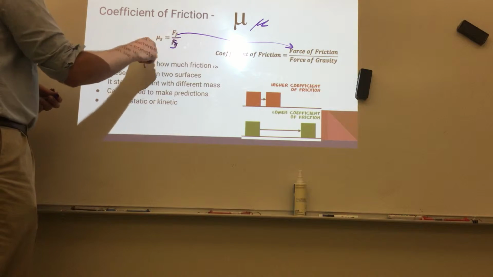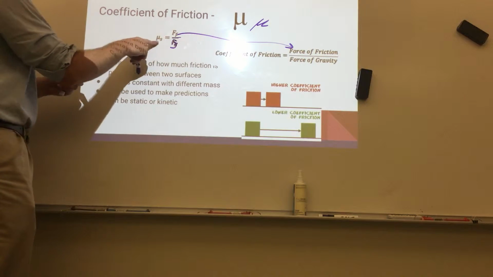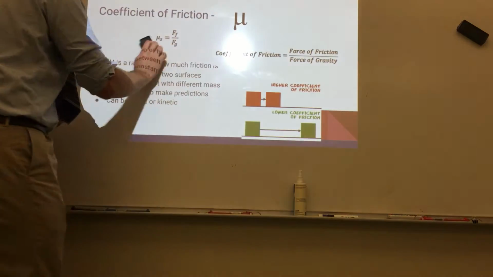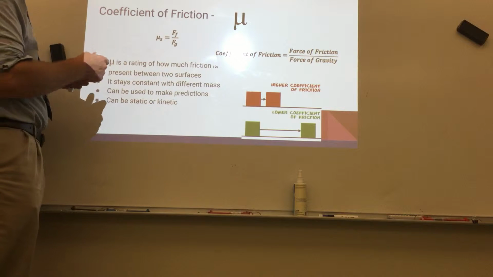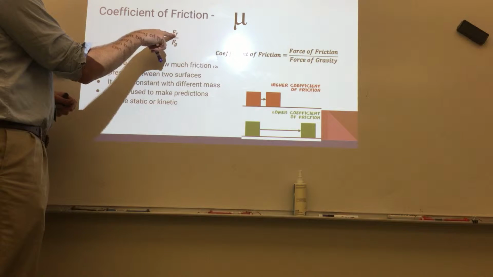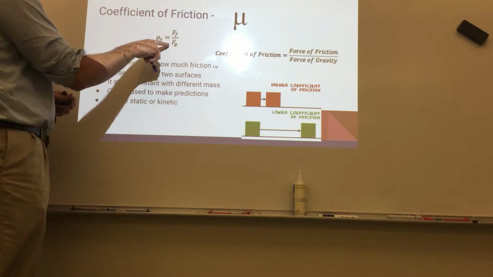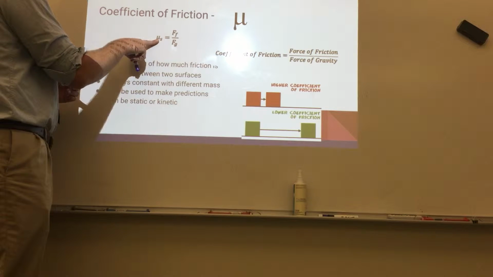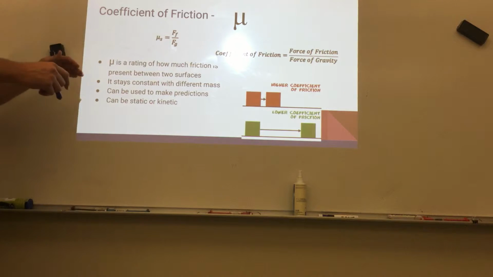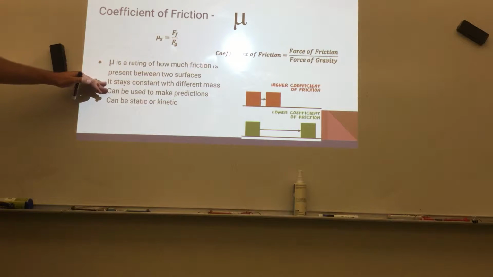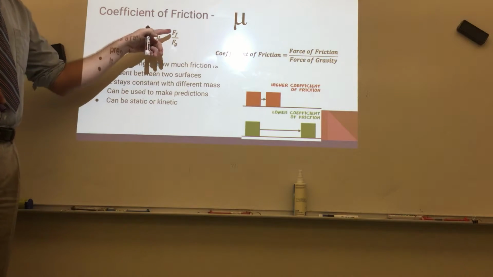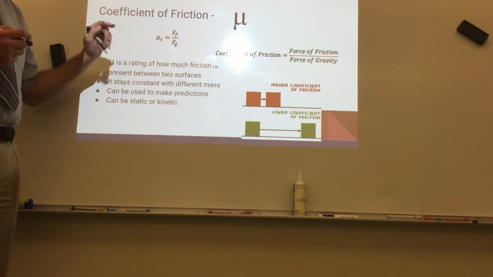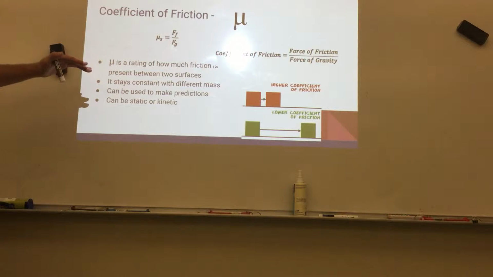When you divide those two, that should give you a mu, a coefficient of friction, or once again, a rating of how much friction is present. The idea being the smaller the top number is and the larger the bottom number is, algebraically, how those vary are going to affect the value of the coefficient of friction. Mu should stay constant. If you use more mass, it should give you more force of friction and more force of gravity, but it should give you the same coefficient of friction.